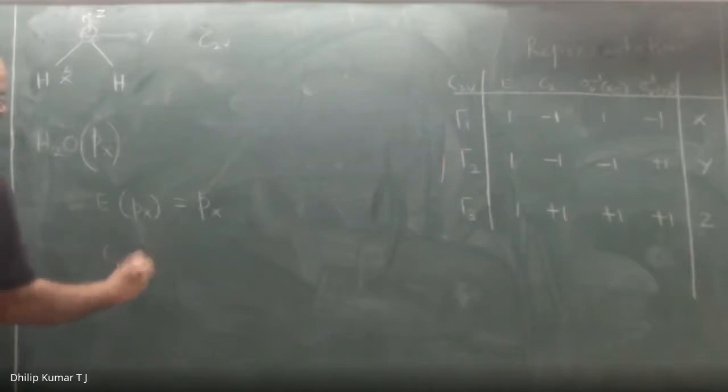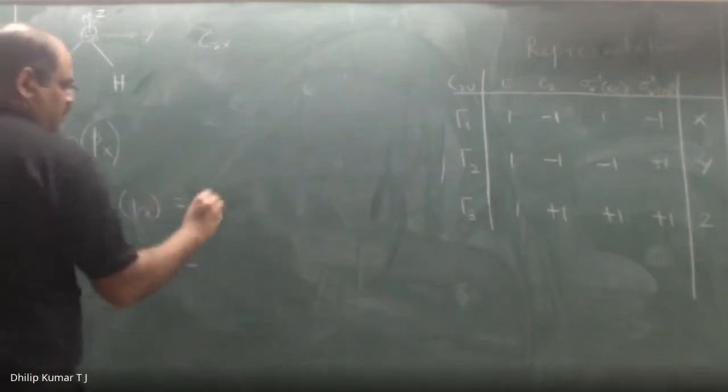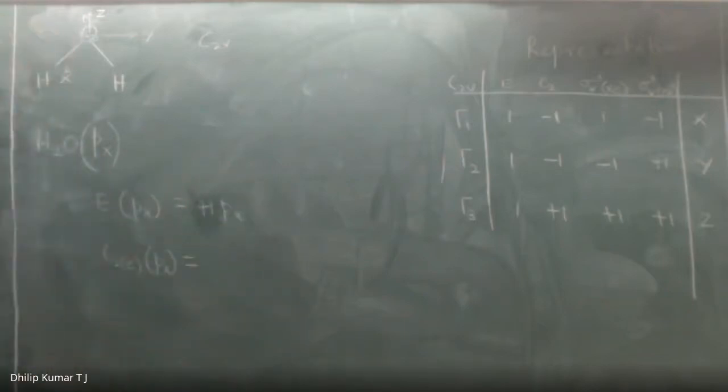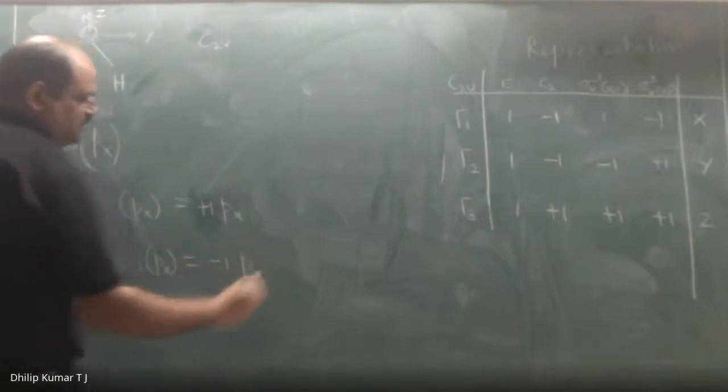So if you perform this operation, E of px is going to be px. Now C2 of z with the px orbital: let's see the symmetry element. So this is 1 times px, plus 1 of px. Similarly, if you perform C2z of px, the px orbital is somewhere here. You perform C2z, it just goes the other way, right? So it is minus 1 of px. It just changes its sign and gives back the px.